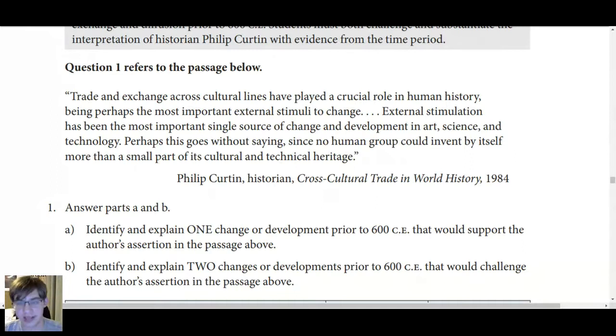Okay, so we know this is the 80s. Trade and exchange across cultural lines have played a crucial role in human history, being perhaps the most important external stimuli to change. External stimulation has been the most important single source of change and development in art, science, and technology. Perhaps this goes without saying, since no human group could invent by itself more than a small part of its cultural and technical heritage.